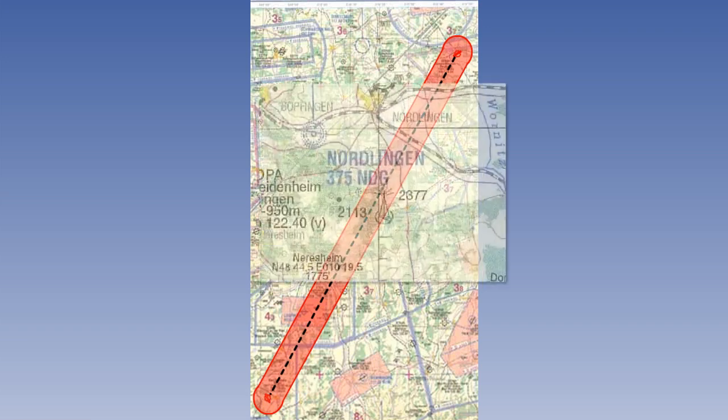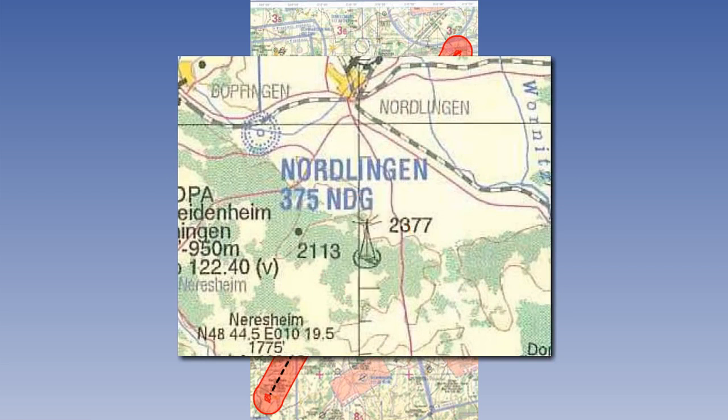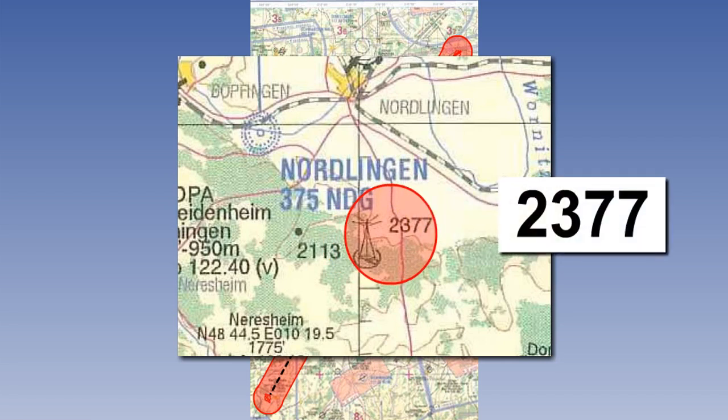By inspection of this area, you should see that the highest obstacle is a lighted tower 5 nautical miles southeast of Nordlingen NDB. The height of the tower is 2,377 feet above mean sea level. This is indicated by the fact that the figures are not in brackets.